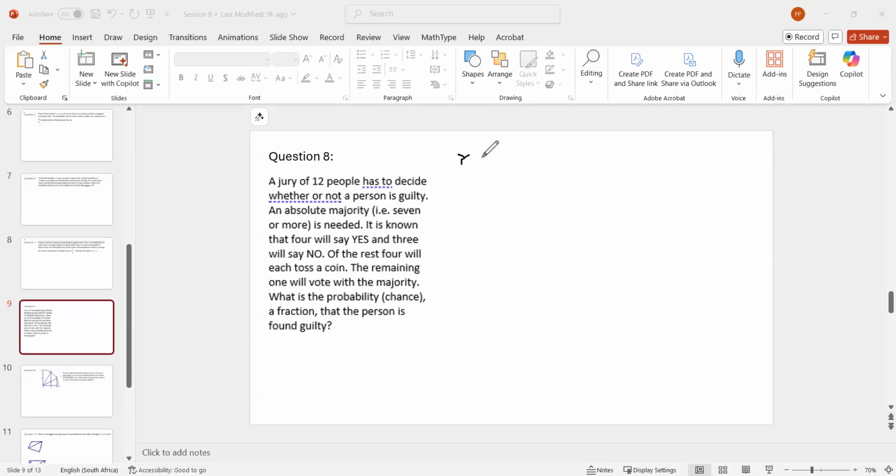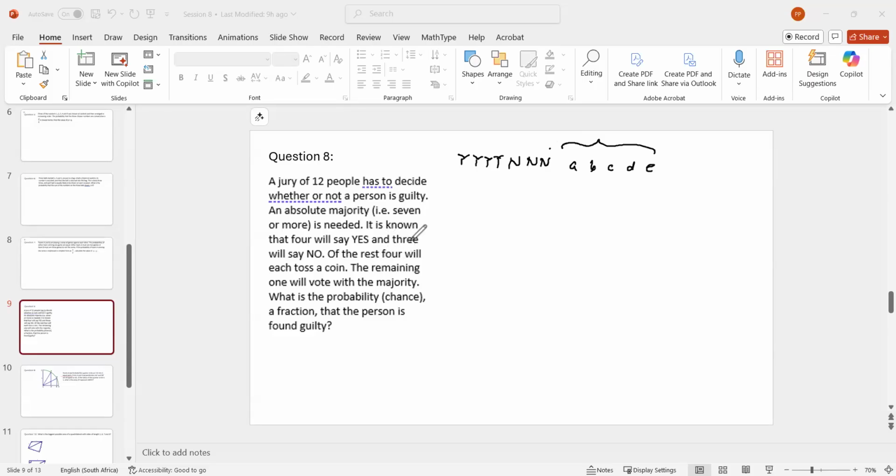So 4 of these jury people will say yes, and 3 of them will say no. That is known. So you got 7 altogether. So you don't know about these guys, the 5 of them, A, B, C, D, E, let's call it. You don't know whether they will say yes or no. Okay.